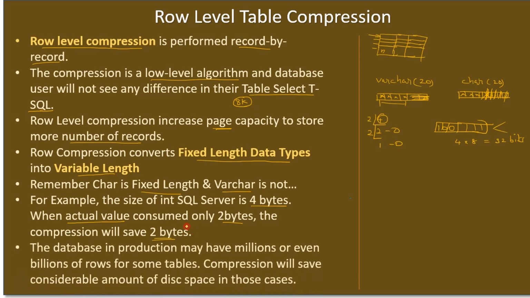In the previous video we talked about some of the data types that yield a high compression ratio. The database in production may have millions or trillions of data. Compression will save a considerable amount of disk space in those cases.